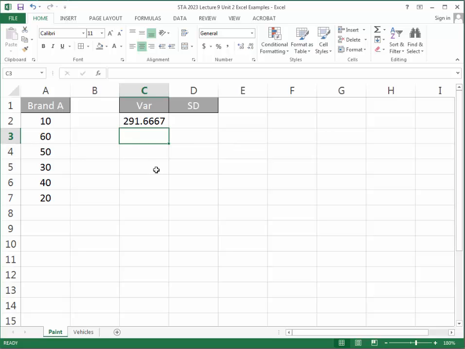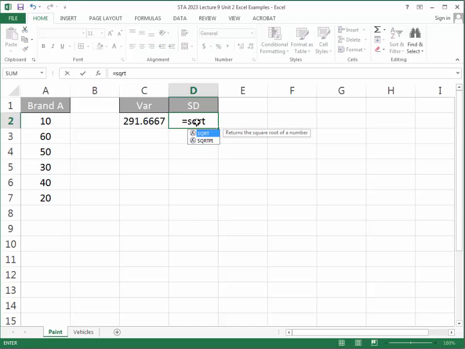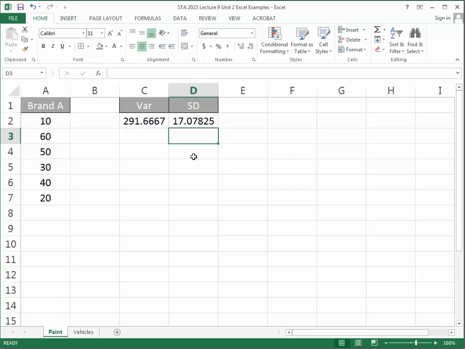So our variance is 291.6667. The standard deviation is just going to be the square root of that. So we're going to do equal SQRT, and there it is. You double click it. I'm going to highlight this cell because I want the square root of that, and it gives us our standard deviation. So our variance is 291.7, and our standard deviation is 17.1.